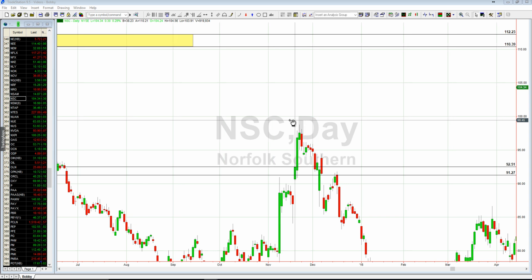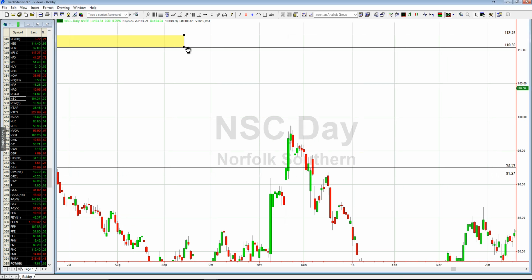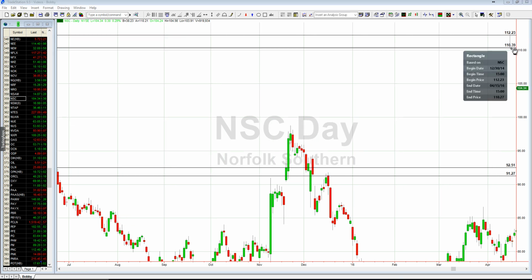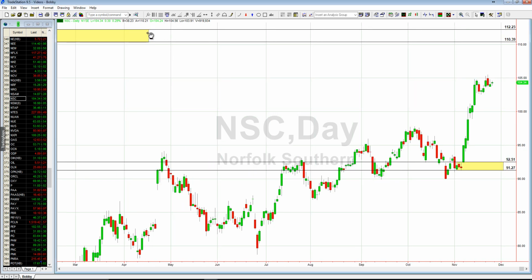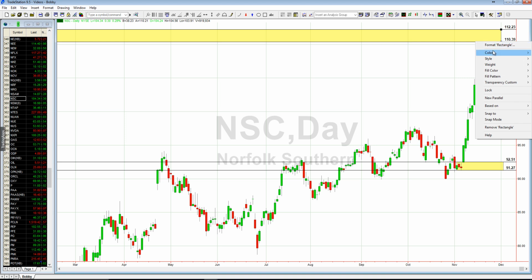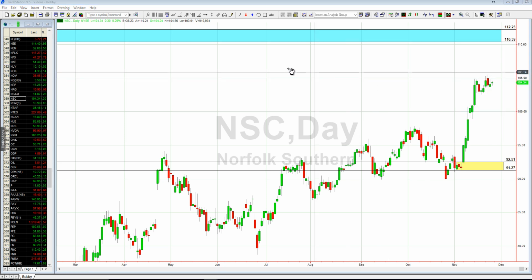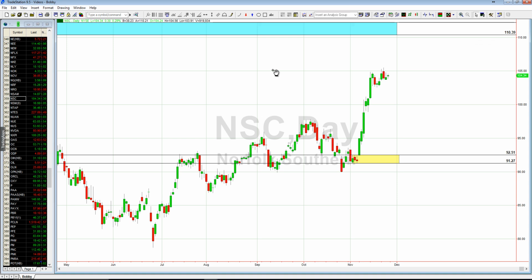So I'm going to come back here and bring this zone out. But again, I'm going to change the color to cyan. So that tells me when it comes up there it's not a fresh zone.